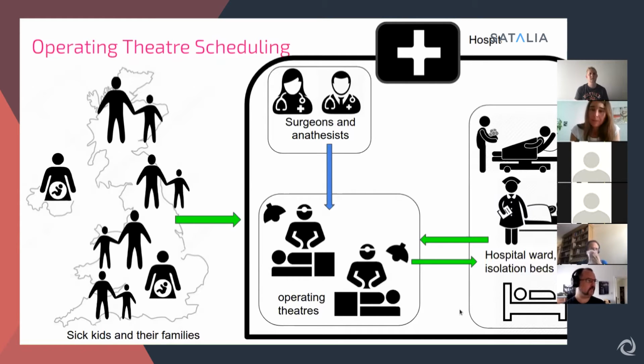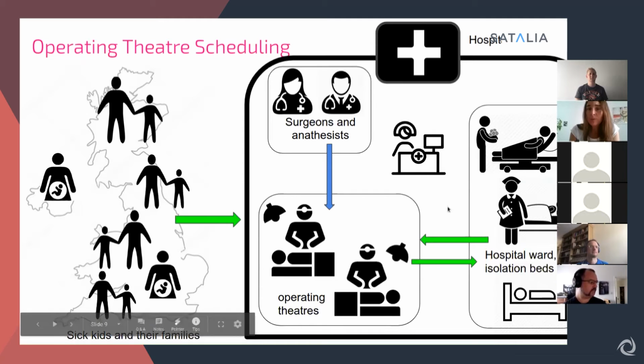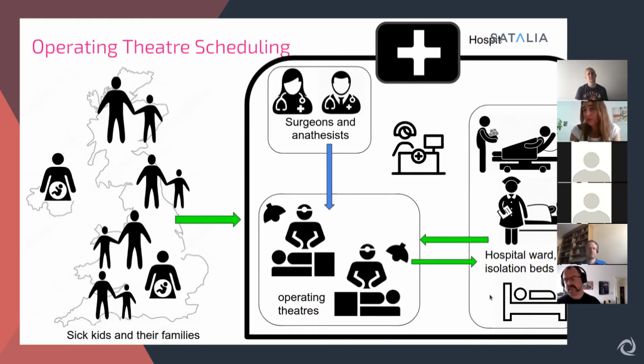And to decide which patient is going to be treated at what time and to what ward they're going to be assigned, we typically have someone or some system that performs the operating theater scheduling. So they have to decide which patient is going to be treated when, by whom, and they also have to make sure that if a patient is treated, the respective bed is available for the patient.